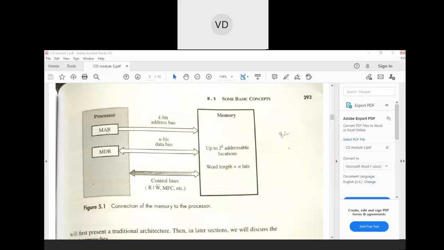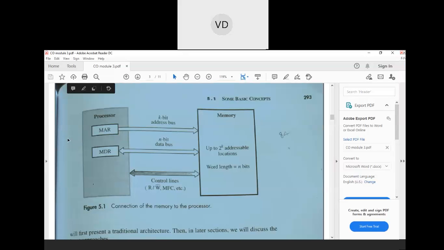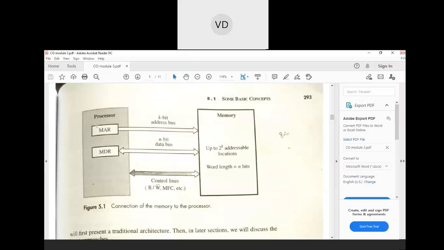MAR is nothing but the memory address register. This we studied in the first module itself. Whenever we want to transfer data, let us take the example of the read operation. What happens in the read operation? First, the processor gives the address from where the data is to be read. That address is stored in the MAR register. Once the MAR register is storing the address, that address will be given to the memory.